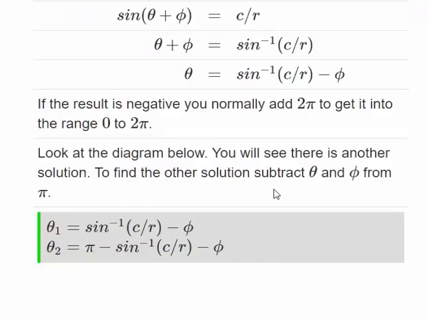To find the second solution, we subtract theta plus phi from pi. And as before, if we get a negative number, we add 2 pi. So our first value is arc sine of c over r minus phi, and our second answer is pi minus arc sine of c over r minus phi.